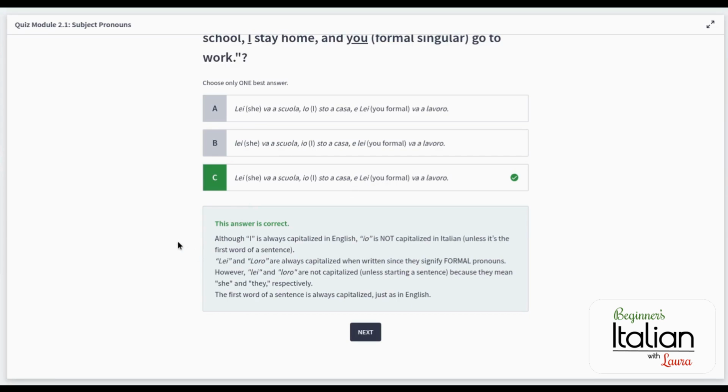Although "I" is always capitalized in English, io is not capitalized in Italian unless it's the first word of a sentence. Lei and loro, when used in the formal sense, are always capitalized when written since they signify formal pronouns. However, lei and loro, in the informal sense, are not capitalized unless starting a sentence because they mean "she" and "they," respectively. The first word of a sentence is always capitalized, just as in English.